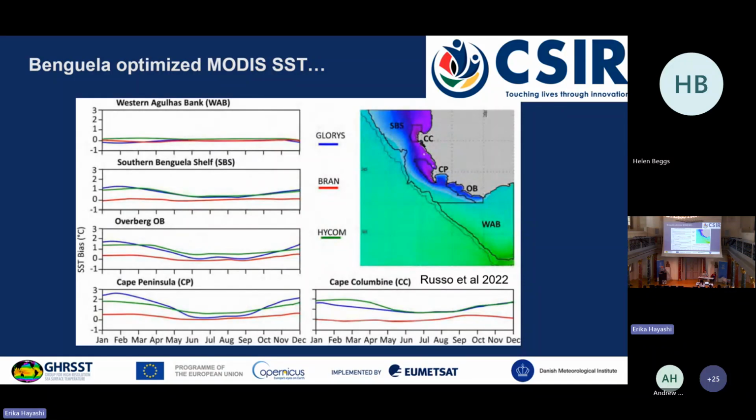But as soon as you move into the upwelling zone on the southern Benguela shelf, you start seeing separation between the products, especially in the summer, during the upwelling season, especially with Glorious and Highcom. But Brand still seems to have a very close connection with what's happening with MODIS. Moving then into the upwelling zones, the active places I was looking at, Overberg is the area where Walker Bay is, where the abalone farms are. So Overberg is also showing some strong separation, and now even Brand is showing that. And in the Cape Peninsula, even stronger within the upwelling cell.